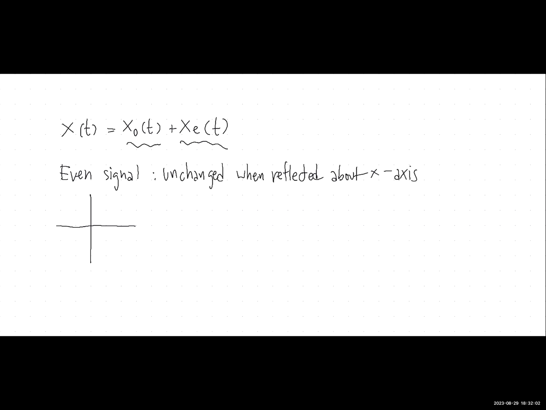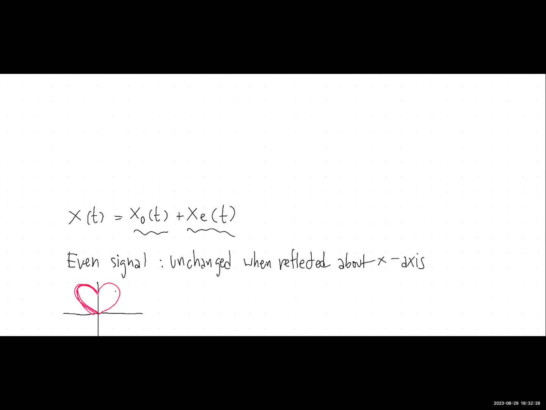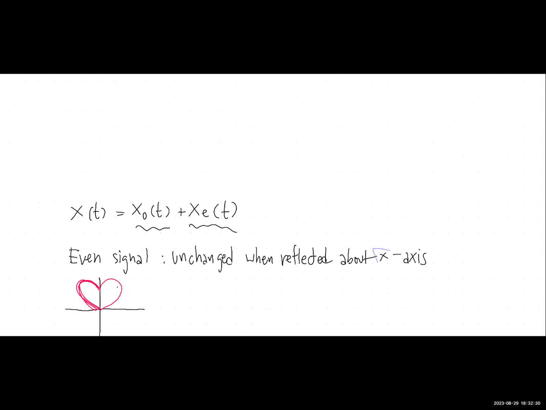Meaning that if I have a graph that looks like this, this is gonna be an even signal, an even function, because it doesn't change when I reflect this part about the x-axis. Excuse me? Oh, y-axis, everyone. I'm sorry. Yeah, this is y. Thank you, Amelia.